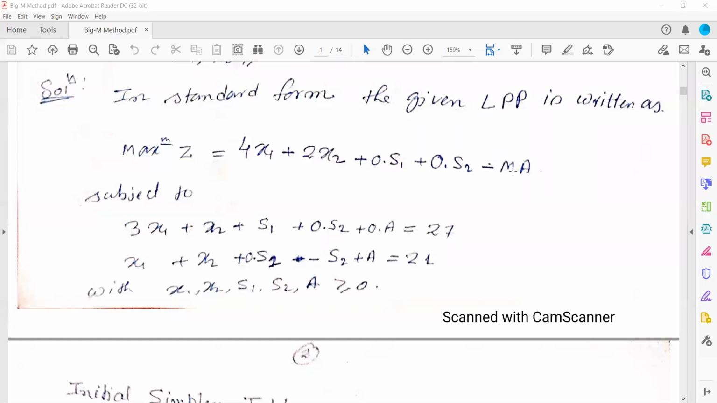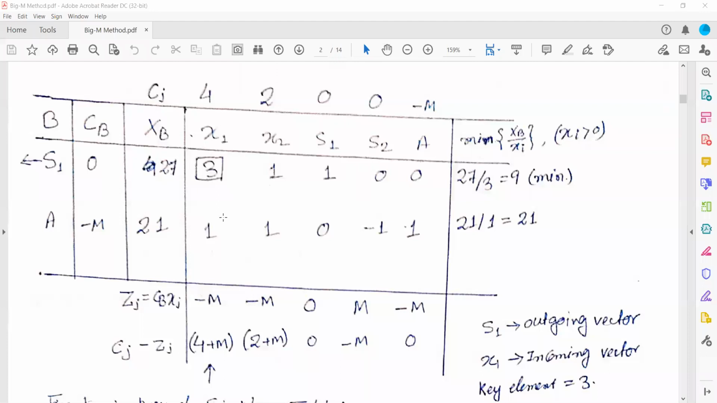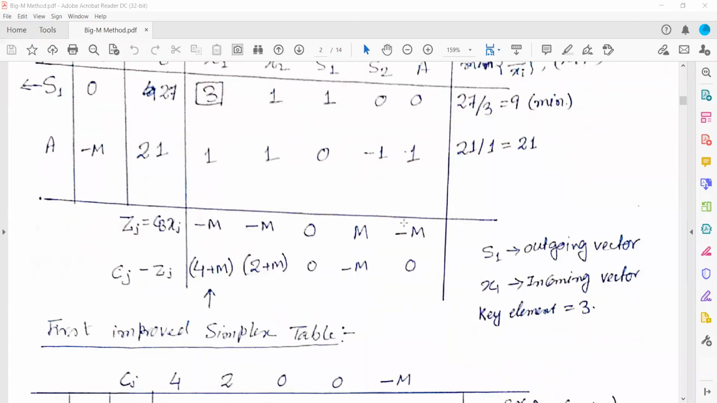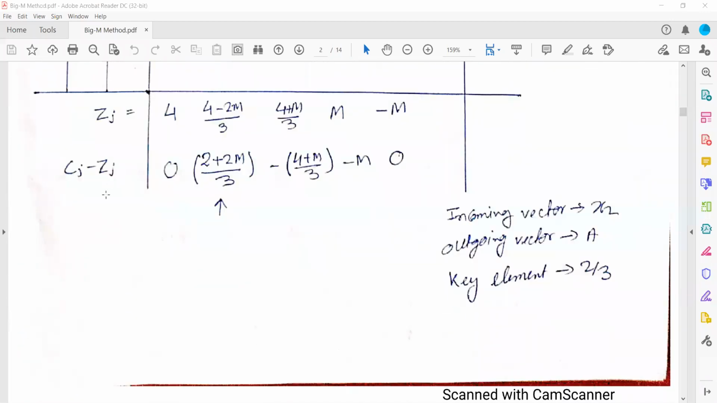The artificial variable is introduced in the objective function with a heavy penalty. And then we have formed this simplex table. Then you need to calculate which one is the outgoing vector, which one is the incoming vector, and what is the key element. And then the key element should be changed to 1 by dividing the whole row by the key element. Then you follow the same process until all the elements of Cj minus Zj are either 0 or less than 0.